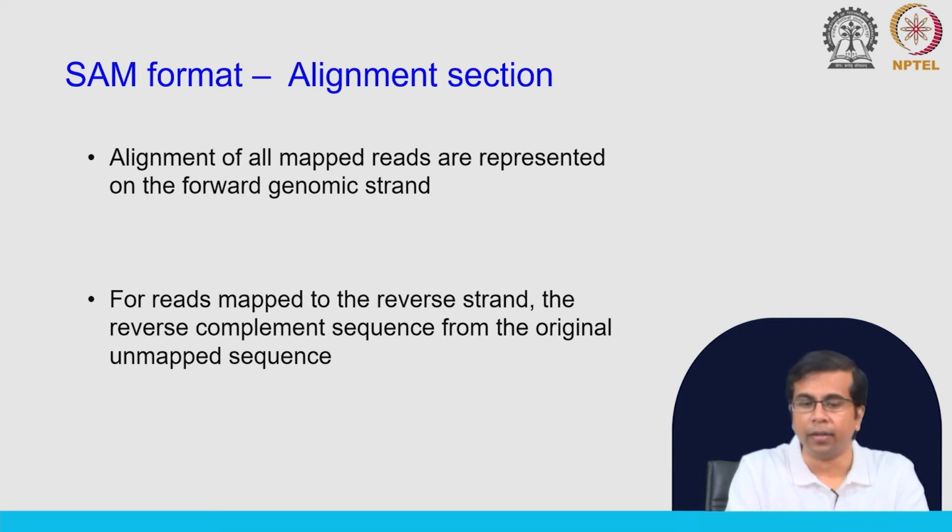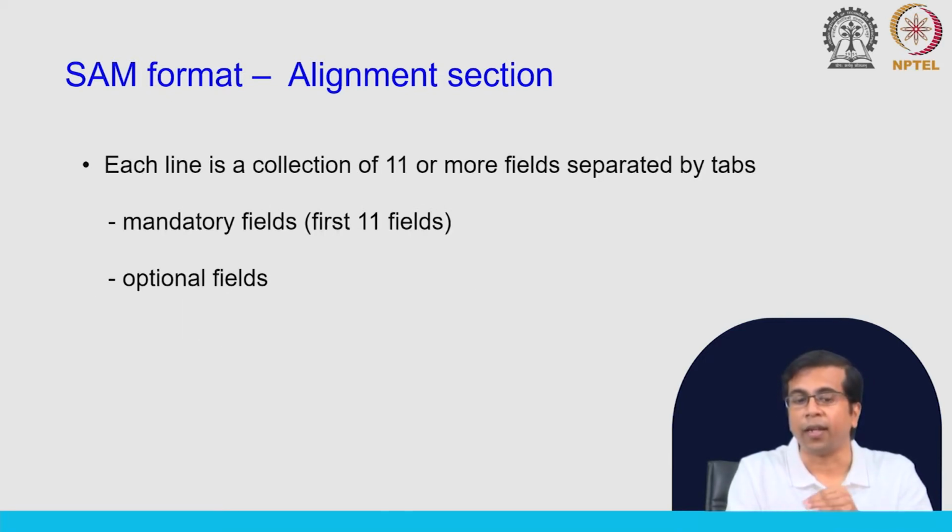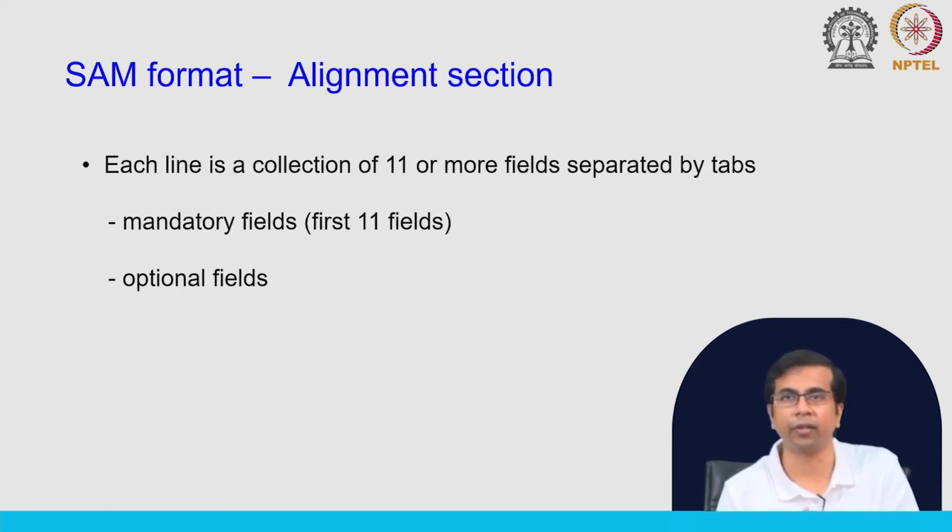As I said, each line contains the alignment of one read, and it is a collection of 11 or more fields. These are all separated by tabs. This information is important, because if you are trying to process these files yourself, you will use this tab separation to get those fields.